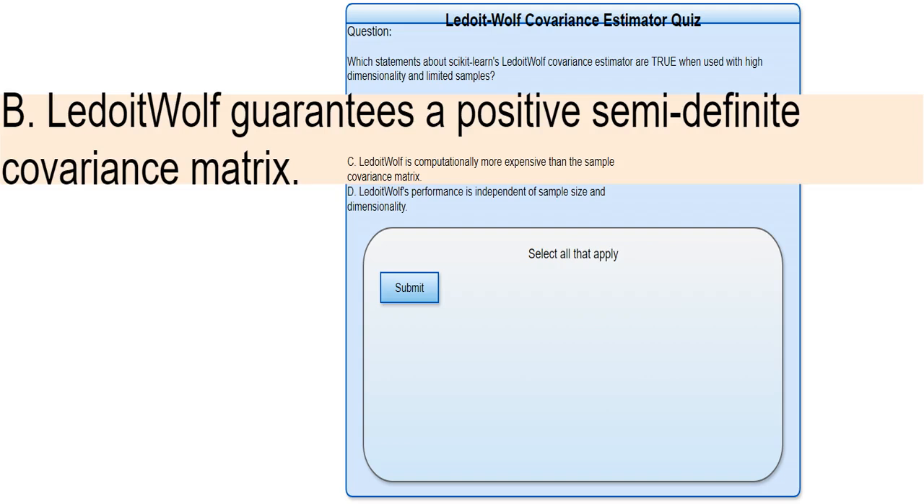Statement B says that LedoitWolf always produces a positive semi-definite matrix. A positive semi-definite matrix is a must-have for a valid covariance matrix. It ensures that all variances are non-negative. In simpler terms, it prevents illogical results, like negative uncertainty.